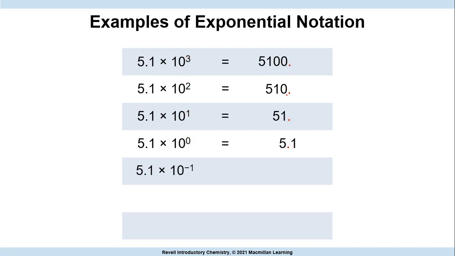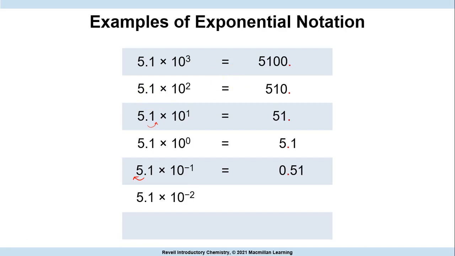So, let's look at the negative exponent. If we have 5.1 times 10 raised to the power minus 1, we are going to have 0.51. We are moving to the left. So when we multiply using the positive exponent, we are moving towards the right, and that is exactly what we are doing with the negative exponent, but in the opposite direction. We have values that are less than 1. So we are moving to the left.